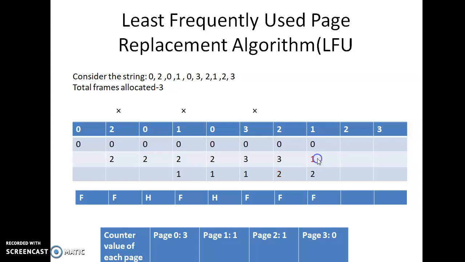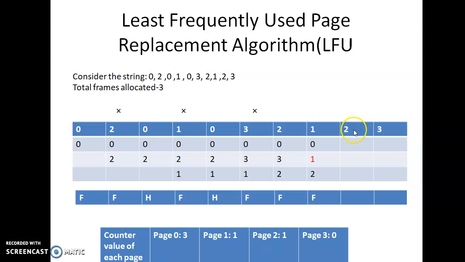So the reference count will be like this: 0, 1, 2, and the counter value will be changing. 0 has been referred 3 times, 1 has been referred 1 time, page 2 has been referred 1 time, and page 3 has been removed from the memory, so it is not referred right now.